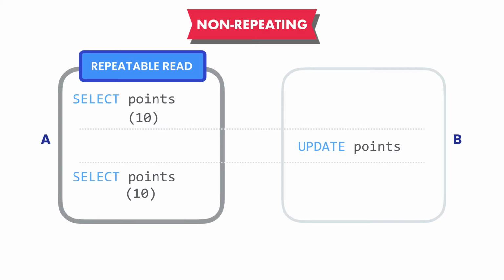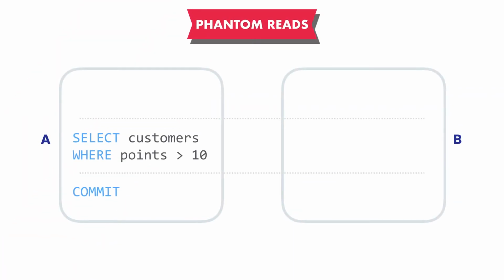And the last common concurrency problem is phantom reads. Imagine in transaction A, we're querying all the customers who have more than 10 points. Perhaps we want to send them a special discount code. Now, at the same time, transaction B updates the points for another customer that was not returned by our query.